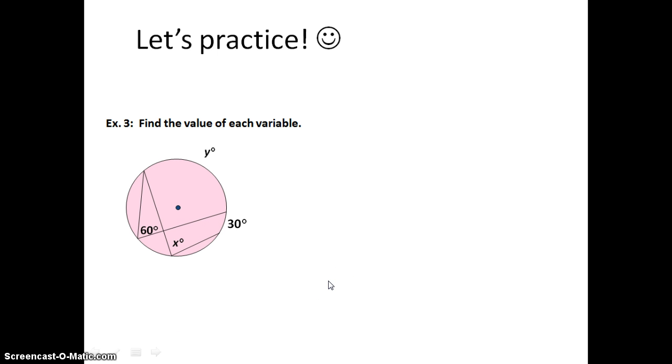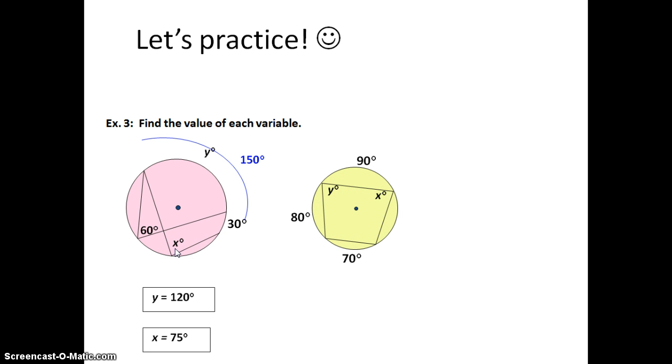Here we're finding multiple variables. First, let's find y, because we need to find y, the arc, before we can find the angle x. So this arc is actually formed by the 60-degree angle. So y is going to be 120. Now we need to find angle x, which intercepts this whole arc right here. So not just the y, but also this 30 right here. So that whole measure is going to be 150 for that arc, which means the inscribed angle is going to be 75.